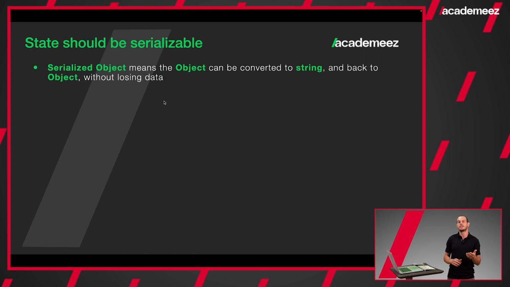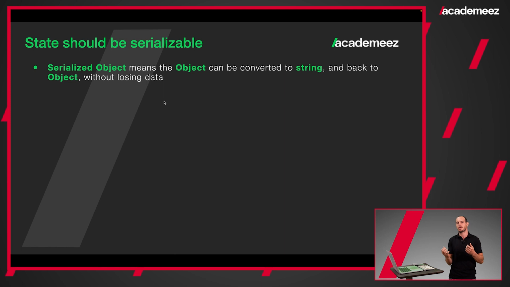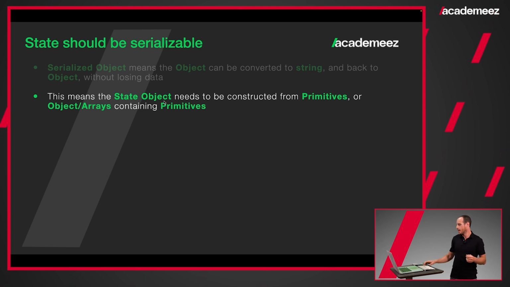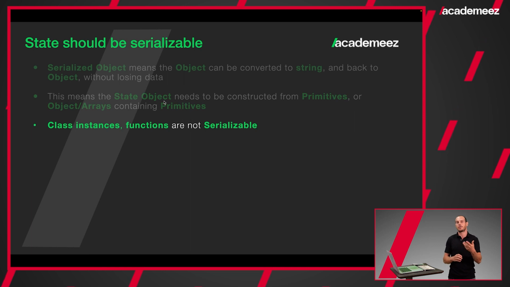It's recommended that you keep the state in NGRX as a serializable object. A serializable object means that you can take that object, convert it to a string, for example by using JSON stringify, then take that string and convert it back to an object, for example using JSON parse, and you will get a similar object without losing data. Basically, it means that to keep your object serializable, it needs to be constructed from primitives and from objects and arrays containing primitives. Those objects and arrays can of course contain additional objects and arrays that contain primitives.